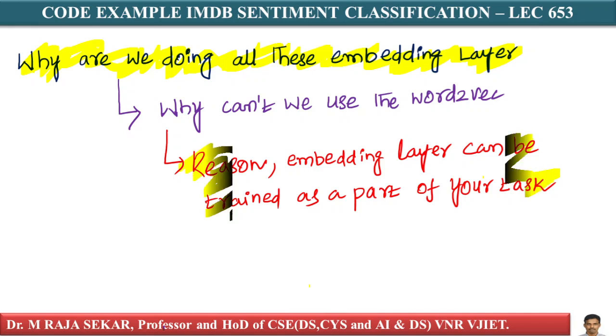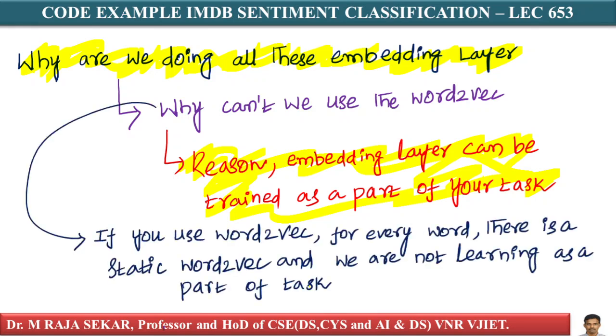See, if you use word2vec, what happens? For every word there is a static word2vec, and I'm not learning it as a part of my task. That's important here, isn't it? If you use word2vec, for every word there is a static word2vec, and we are not learning it as a part of the task. That is very, very important.